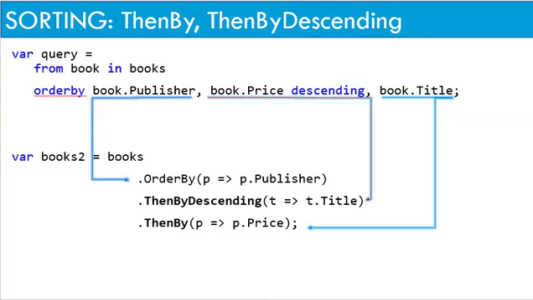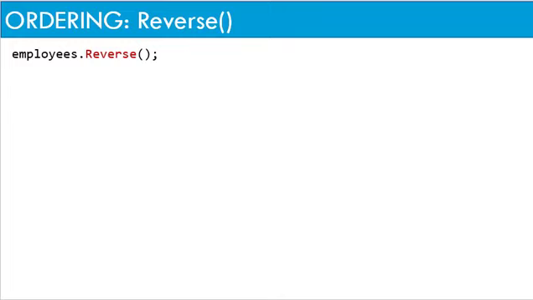Here in this example, order by clause is used in the query expression, and then the same is written using the method syntax. The first field, publisher, is written in the order by method, but for the second field, then by descending method is used, and for the third field, then by method is used.